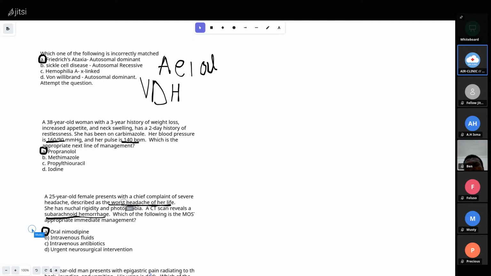Bell's palsy can cause unilateral facial weakness or paresis, right? But there will be no pain in Bell's palsy. It should just be facial weakness. So it's a lower motor neuron lesion, right?